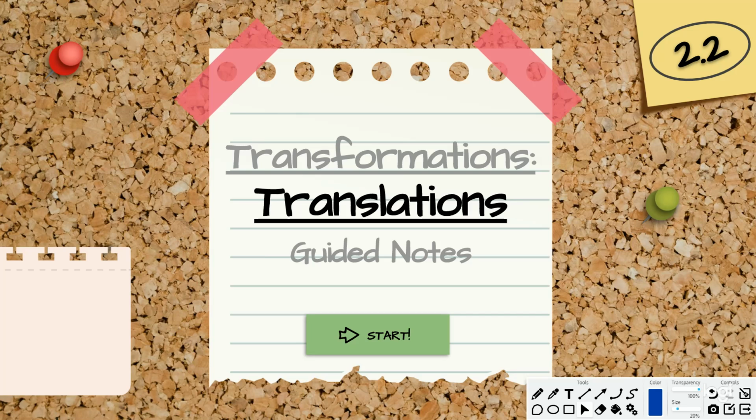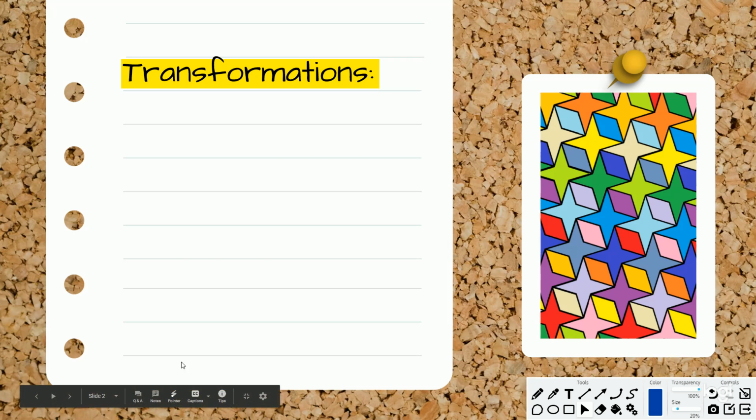Hey everyone, today's lesson is chapter 2.2. The chapter is all on transformations, and this section is on translations. So let's get started. To start off, we're just going to talk about transformations in general.